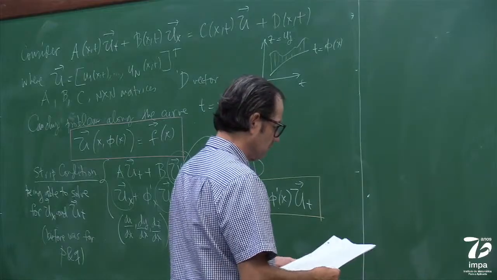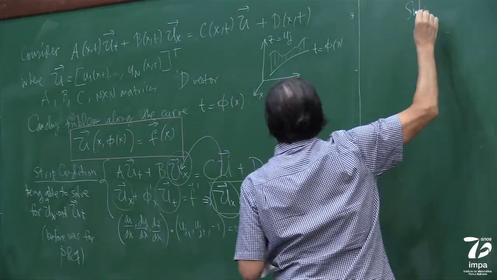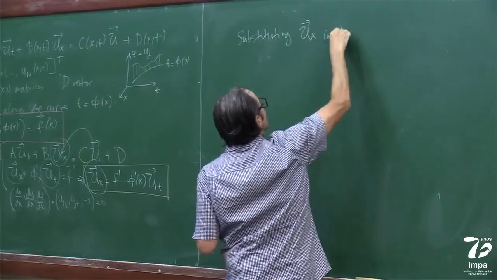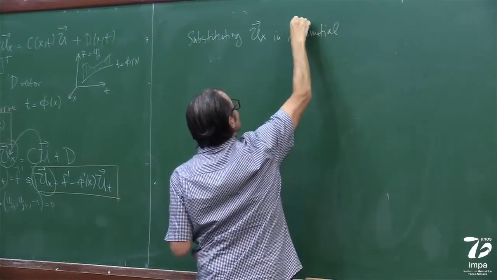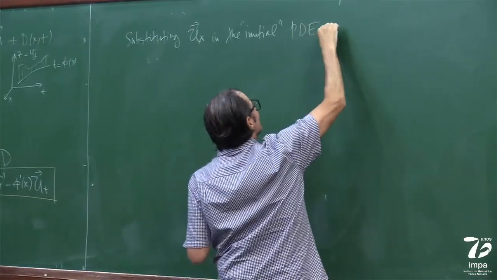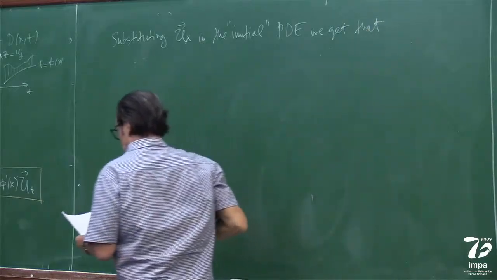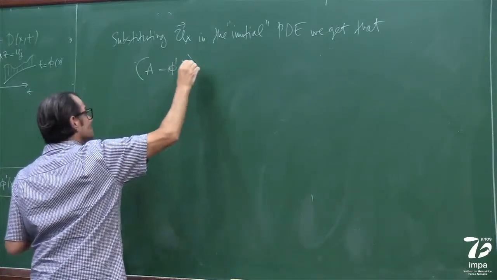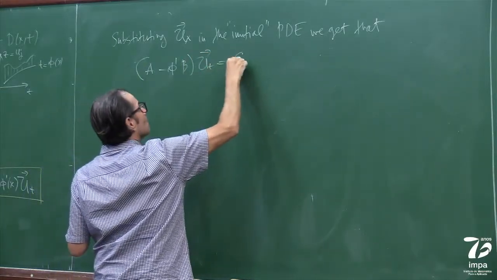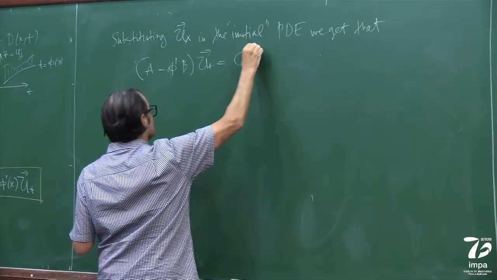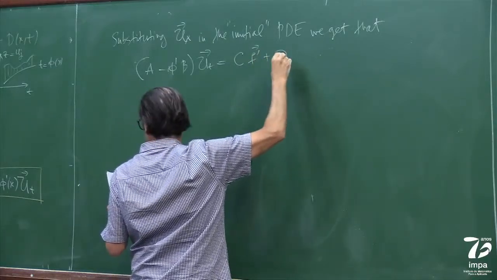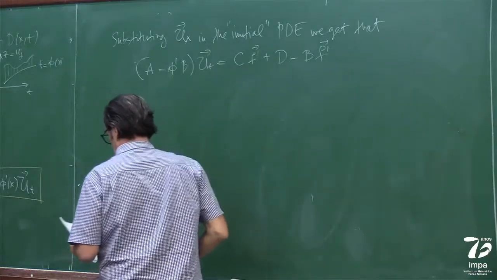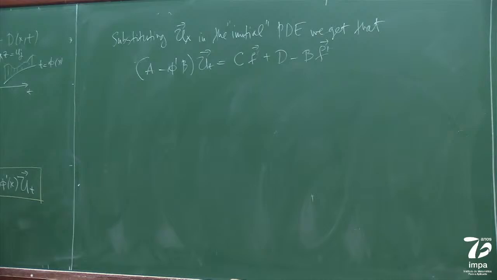Okay, so now if we solve the system, excuse me, substituting u of x in the initial PDE, we get that, okay? Which looks a little bit like an ODE, doesn't really matter.